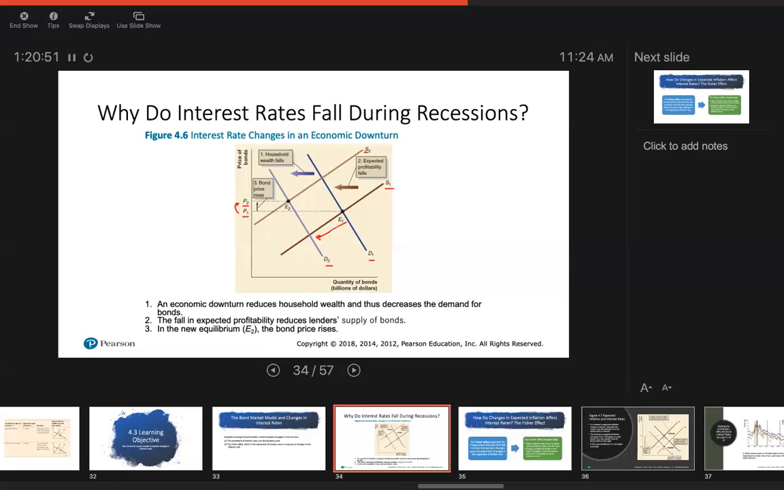On the one hand, household wealth is contracting. As household wealth contracts, the demand for bonds falls. So there's a leftward shift in the demand curve for bonds.